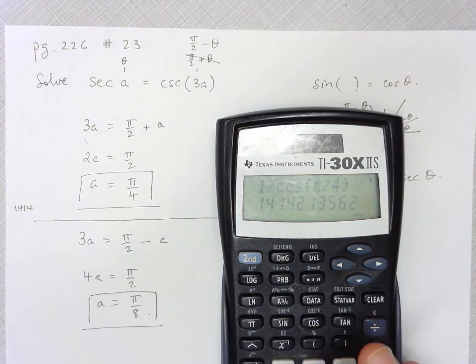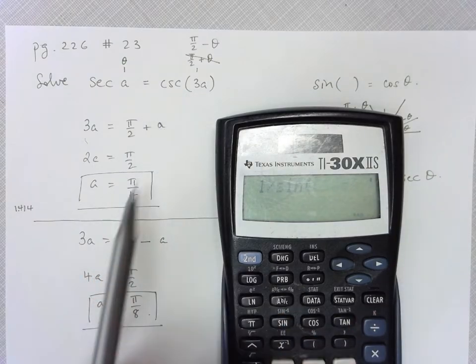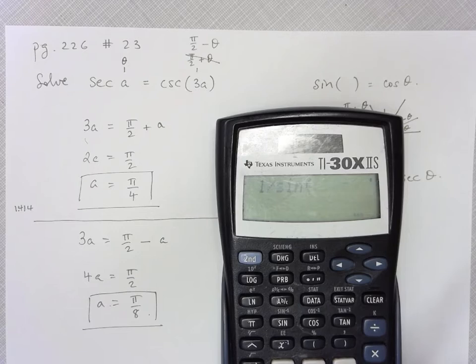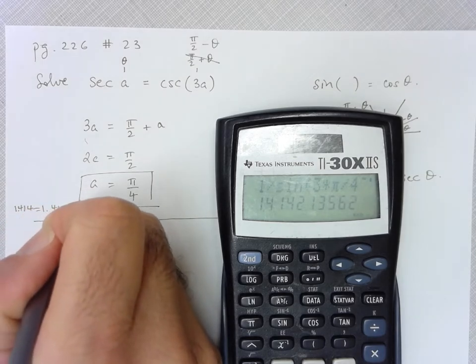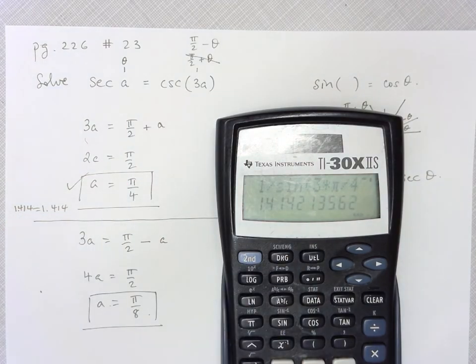And on the other side, let's check this. So here, cosecant. We'll do that as 1 divided by sine of 3a. So 3 times pi over 4. 3 times pi over 4. And check that out. Yeah, 1.414. So this answer checks out.